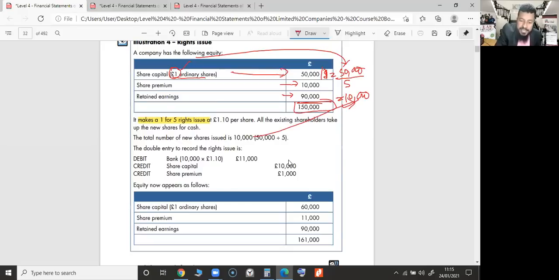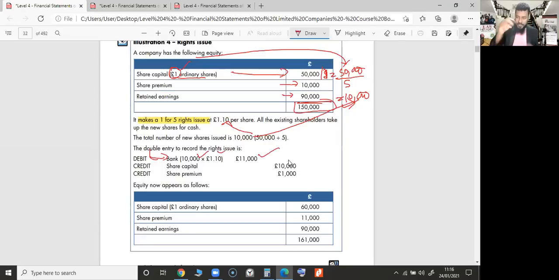And the company is selling these right shares at £1.10. We don't know the market value. Maybe market value is 1.50, 1.40. Obviously more than 1.10, but we don't know it. But what is happening with the company? 3 things, just like the normal share issue. Number 1, the company is getting money. Bank is going up. 10,000 new shares issued at 1.10, 11,000.